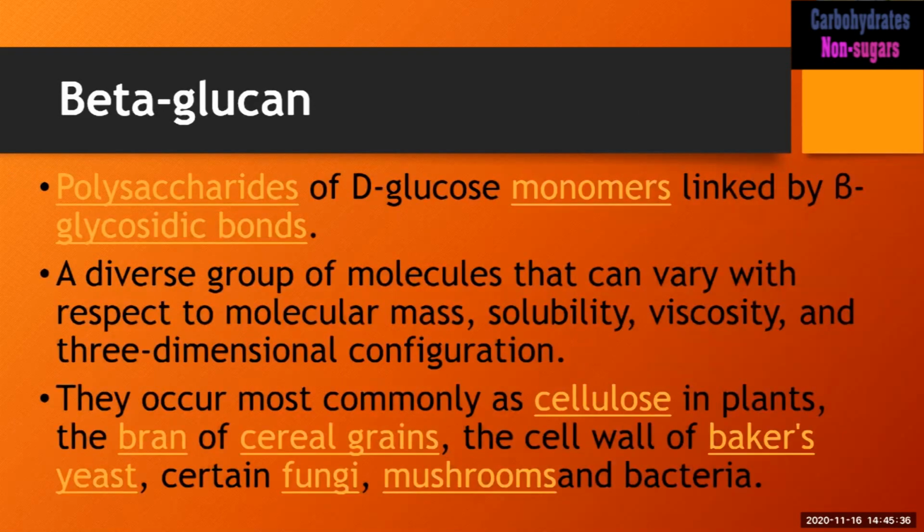There is also a term, beta glucans. Beta glucans are polysaccharides of glucose molecules which are linked through beta glycosidic bonds. There are a number of molecules which differ in their molecular mass, solubility, viscosity, and their configuration. They occur commonly as cellulose in plants, like the bran of cereal grains, the cell wall of baker's yeast, certain fungi, mushrooms, and bacteria.